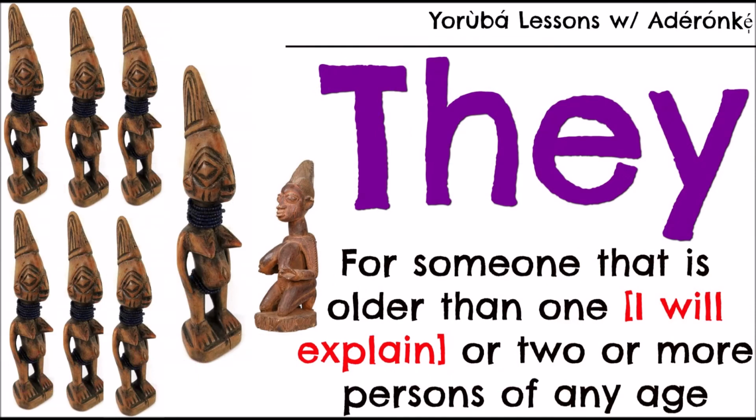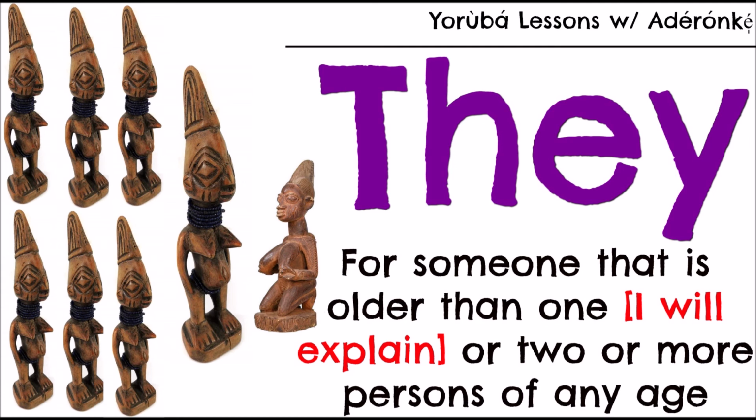There's the he or she for someone that is younger than one, which is o. And there's a different type of he or she that is kind of like they, you know, for one person that is older than one. So I can say o feto, he or she wants to urinate, if I'm talking about maybe my best friend that is my age mate or someone that is younger than me. If they are older than me, I can't say o feto, he or she wants to. I have to say "wọn". Even if they're one person, I have to use the they for them.